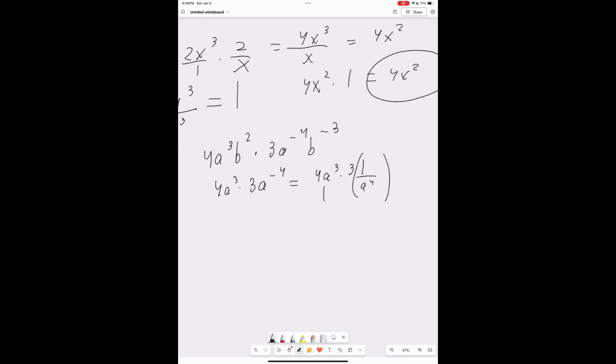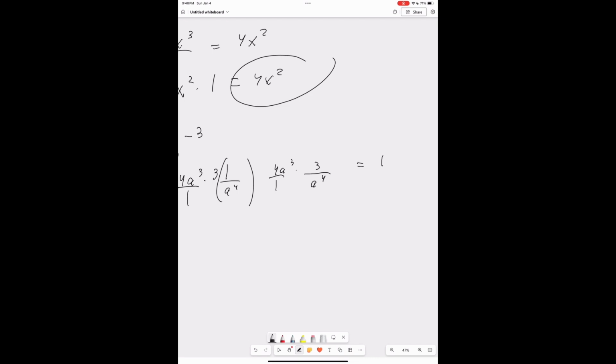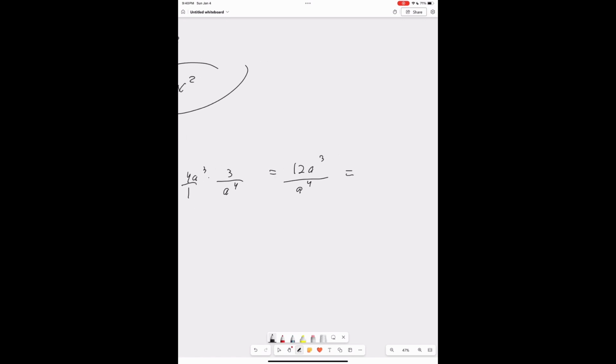Okay, and now we're going to do some multiplication. So we're going to get 4a cubed over 1 times 3a to the 4, and we're going to get 12a cubed divided by a to the 4, and then we're going to get 12a to the negative 1, and then we're going to do 1 over a to the 1 power, and we're going to get 12 over a.